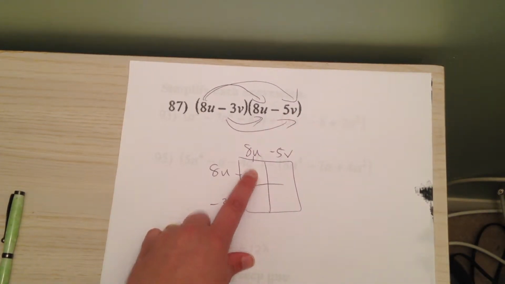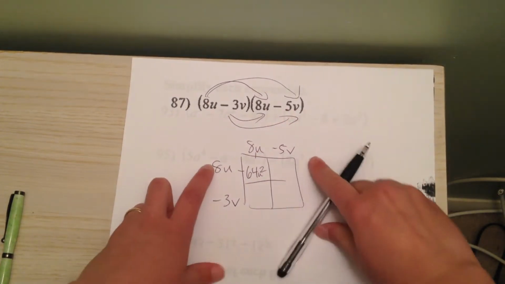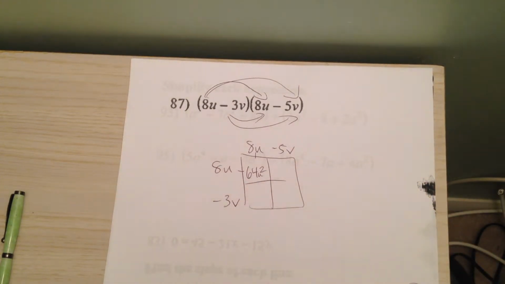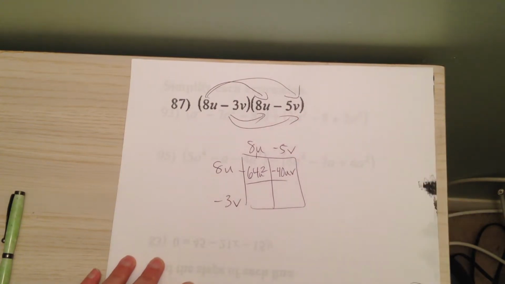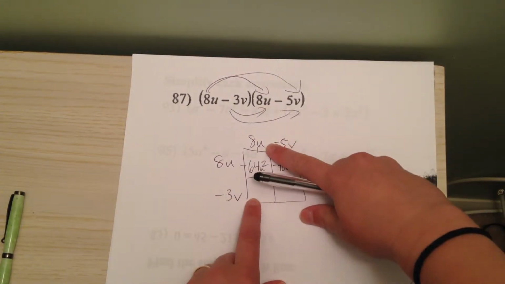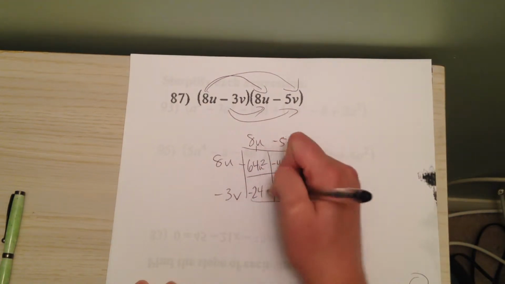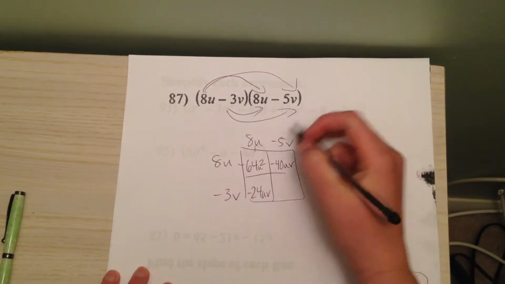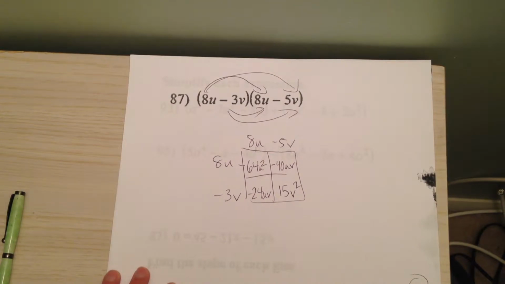So 8u times 8u, that is 64u squared. And then I've got 8u times this negative 5v, which are going to go right here. And we always put those letters alphabetically. So that is going to be negative 40 uv. Then right here, again, we've got negative 3v and a 8u, so we're going to put those variables alphabetically. So that's negative 24 uv. And then lastly, I've got negative 3 times negative 5, that's positive 15, and v times v is v squared.